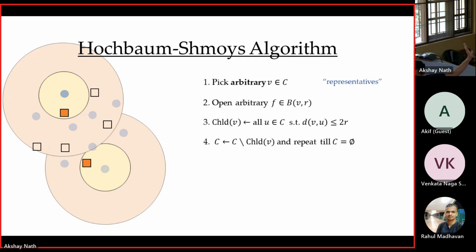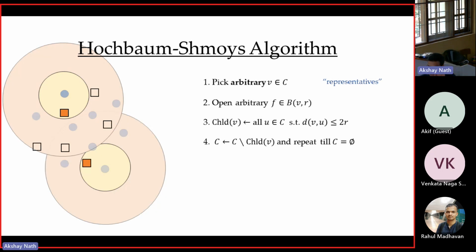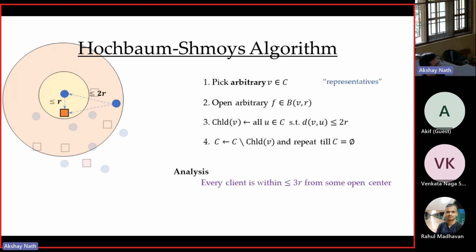That's the algorithm. There are two things to be said here. Claim one is that every client is going to be within 3R of one of the open facilities. The second thing is that I open only K centers. That's the first part: every client is within distance 3R from some open center. And the thing I'm going to say next is going to be the reason for two other things that we'll be talking about.